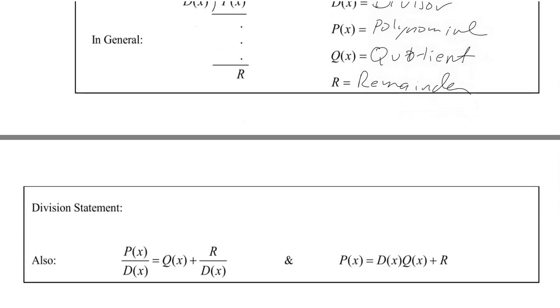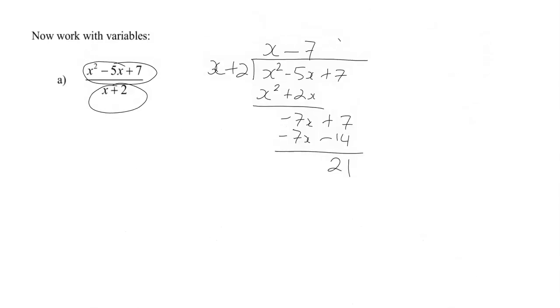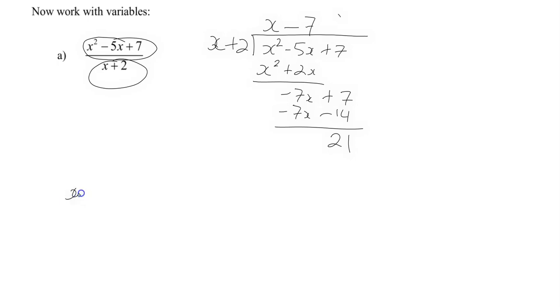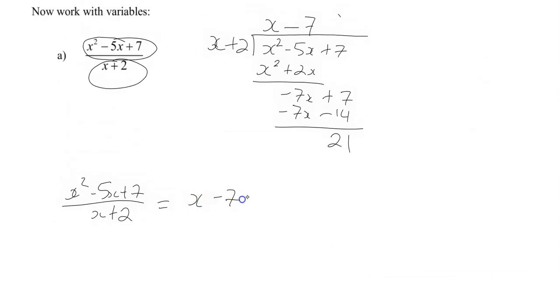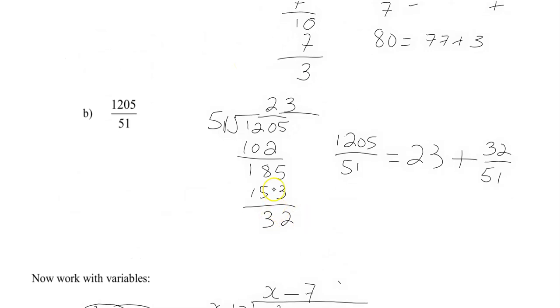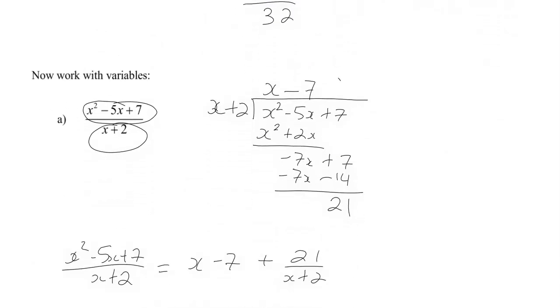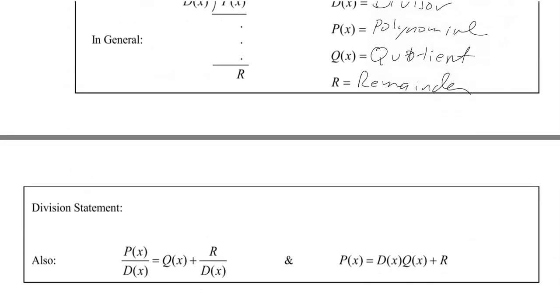Okay. And we can state this in two different ways, right? So if we go back up to here, we can say x squared minus 5x plus 7 divided by x plus 2 is equal to, so this is the division statement, right? It's equal to the quotient, x minus 7, plus the remainder, 21 over x plus 2, right? Because the remainder is 21 of these, right? Just as it was up here. It's 32 51sts, it's 3 sevenths. So it's 21 over x plus 2.